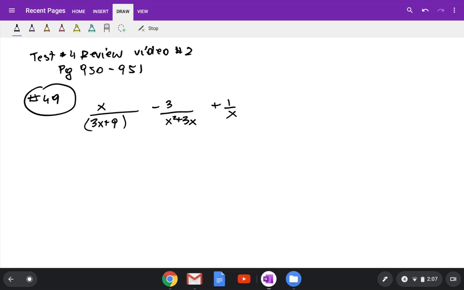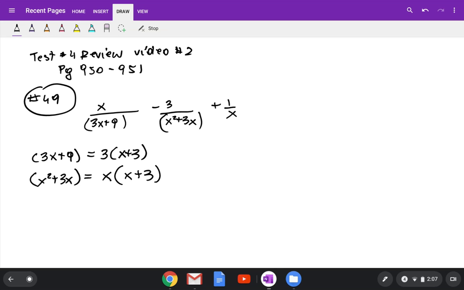So step 1 is factor each denominator. So you take each denominator and you factor. So that will give you, here you can factor 3 out, so that will be 3 times x plus 3. Then I'm going to factor x squared plus 3x. Here the GCF is x, so factor x out. That will give you x times x plus 3. And x is just x.